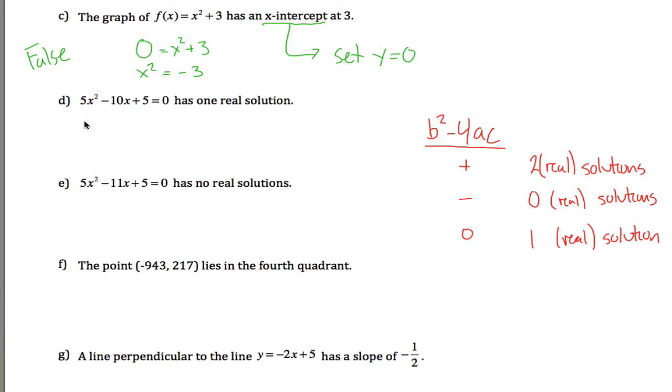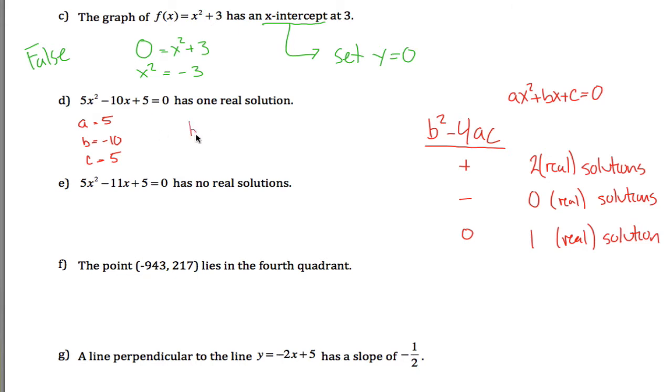So what I need to do is calculate b squared minus 4ac in both of these cases. In this case, a is equal to 5, b is equal to -10, and c is equal to 5. If you have this as your equation, a is the coefficient on the x squared term, b is the coefficient on the x, and c is the constant term, and it has to be equal to 0. So in this case, a is 5, b is -10, c is 5.